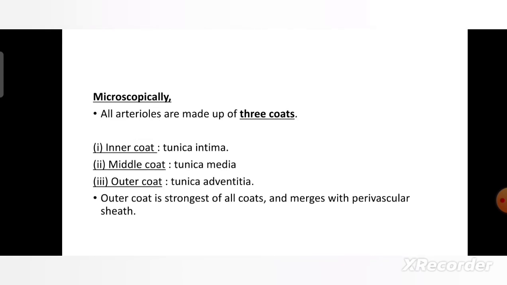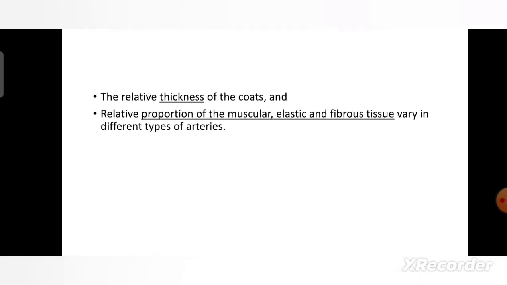And microscopically, the arterioles are made up of three coats or the three layers. So these three layers are: the innermost layer is known as tunica intima, middle layer is known as tunica media, outer layer is known as tunica adventitia, and the outer coat is the strongest of all coats and merged with perivascular sheath. And the relative thickness of the coats and the relative proportion of the muscular, elastic and fibrous tissue vary in different types of the arteries.